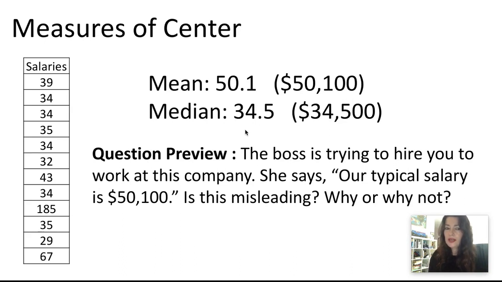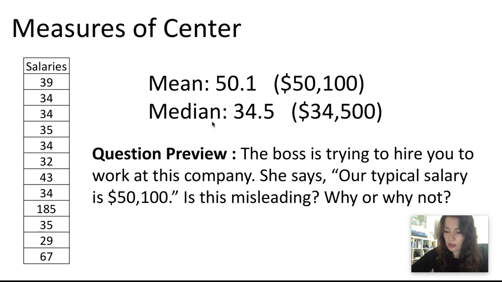Basically, if you're looking at salaries, anytime you have high-end salaries, that's going to pull your mean much higher than the median. The mean here is $50,000. And if you look at the list of salaries, actually, there are only 2 people making above $50,000. The median is a better measure of center.